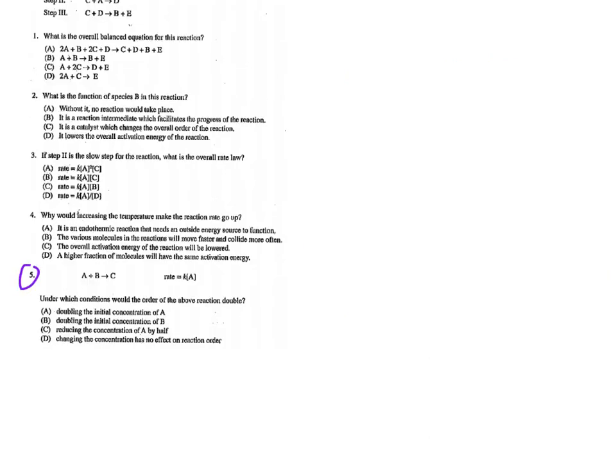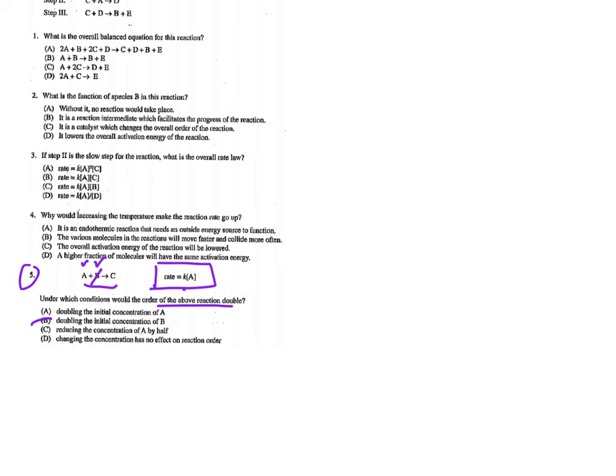Number 5, under which conditions would the order of the above reaction double? So what they're after here is, you notice they give us a reaction, and it's really important that we pay attention to the rate law. If you're looking at the rate law, you can see right away that of the two reactants, one is not changing its concentration and won't speed up the reaction at all. And the answer is B. You need B to do the reaction, but because B isn't in the rate law, doubling or tripling its concentration is not going to change the rate. So when they say which of these would cause the reaction to double, it's not going to be B. So we can rule out that right away.